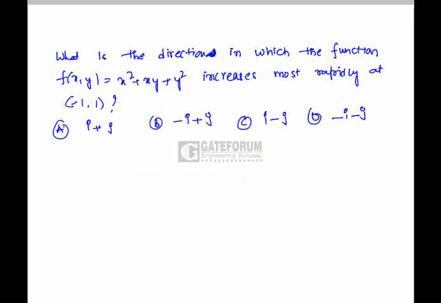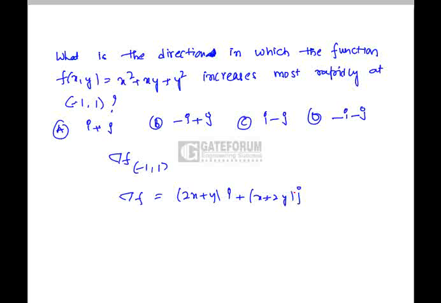In the direction in which the function x² + xy + y² increases most rapidly at the point (-1, 1), we have to find the value of ∇f at (-1, 1). So ∇f is nothing but (2x + y)i + (x + 2y)j. You will obtain this after differentiating and simplification. So ∇f at (-1, 1) will be nothing but -i + j if I substitute x as -1 and y as 1. So the answer is option B.